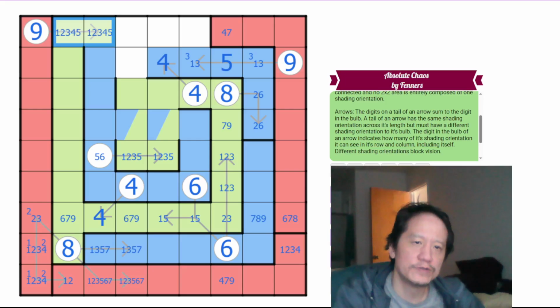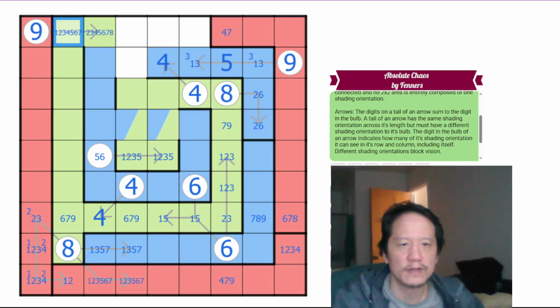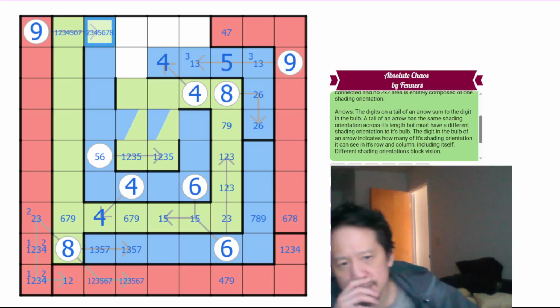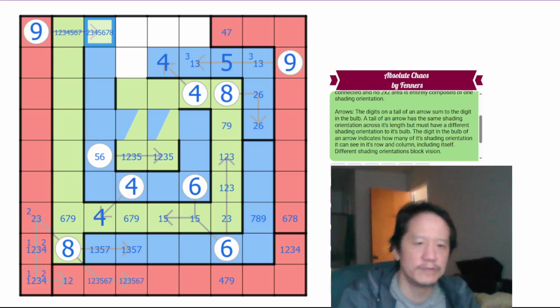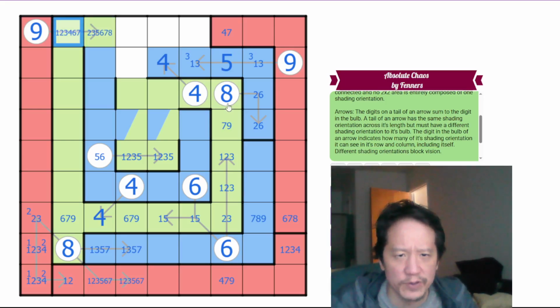So this could be 1, 2, 3, 4, 5, 6, 7, 8. This just can't be 8. This can't be 1 then. But that's pretty, yeah, pretty broad. So this can't be 4, this can't be 5. I think it's all the same though. So this one actually does have to be the same.